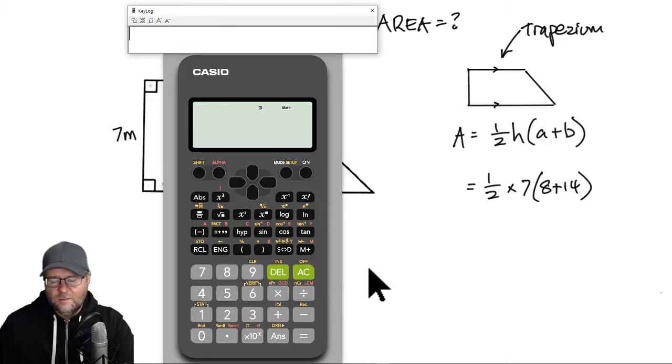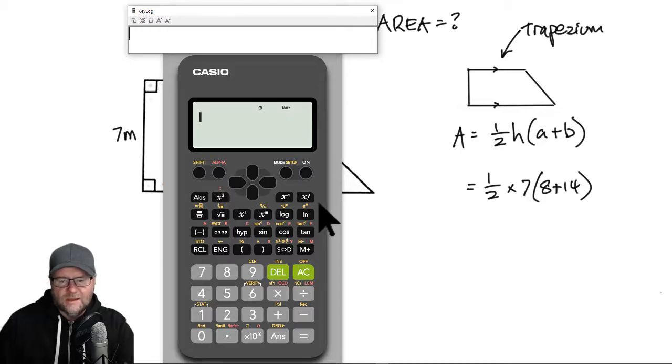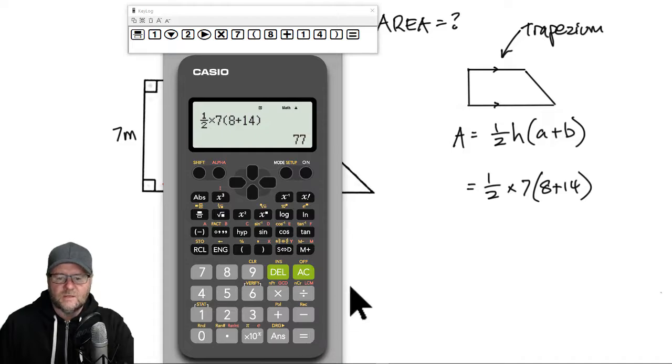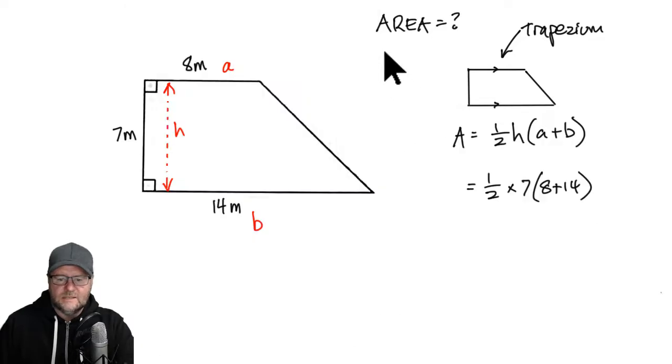Now, a couple of different ways you could do this. So let's have a look. You could do half as 0.5, but I'm going to just do it as a fraction. I'm going to do it just as I see it. A half. I'm going to hit the side button, so I get my times sign next to it. 7. I'm just going to open the brackets and do it exactly as we see it. 8 plus 14. Close the brackets. There's my keystrokes up there, and if I hit equals, I get a value of 77.